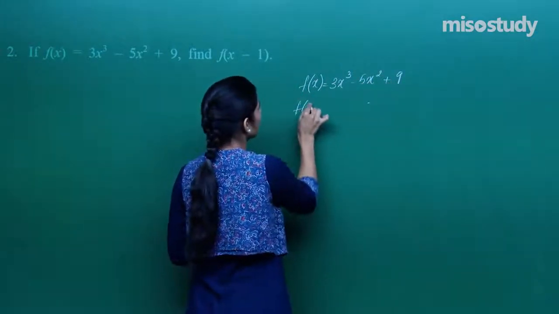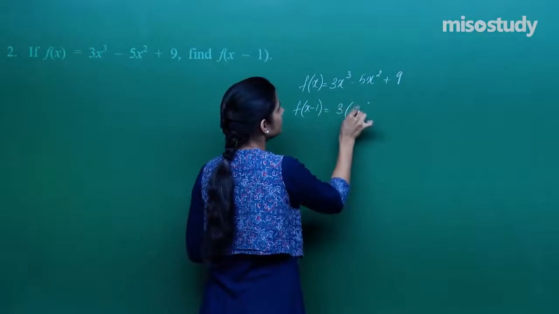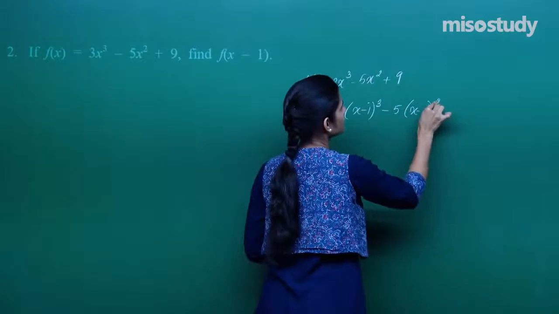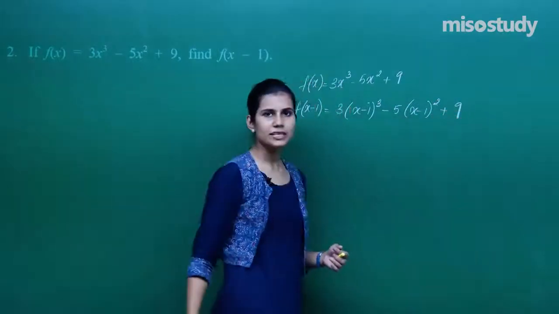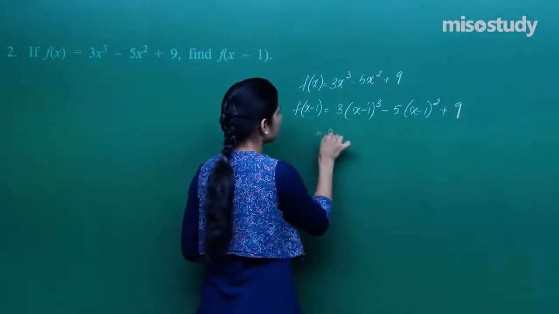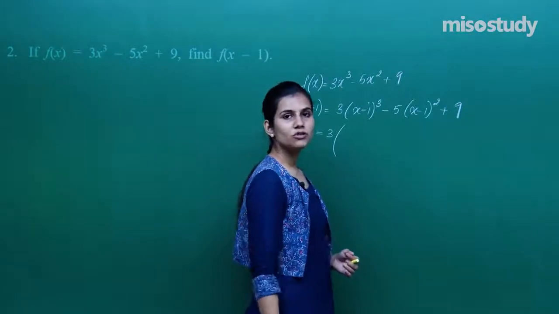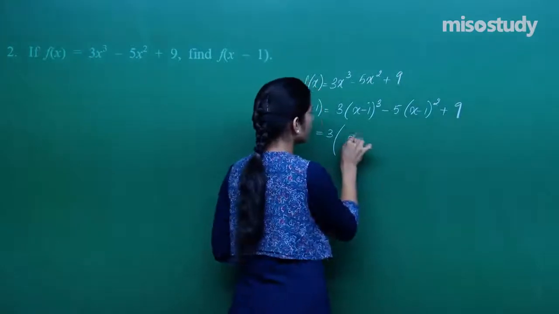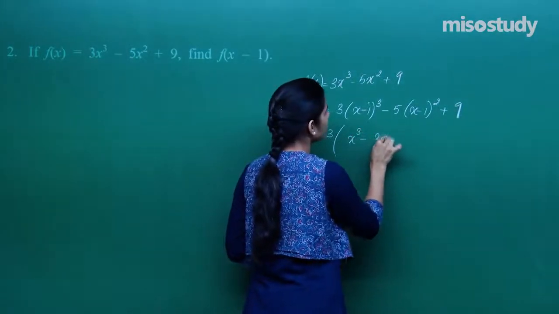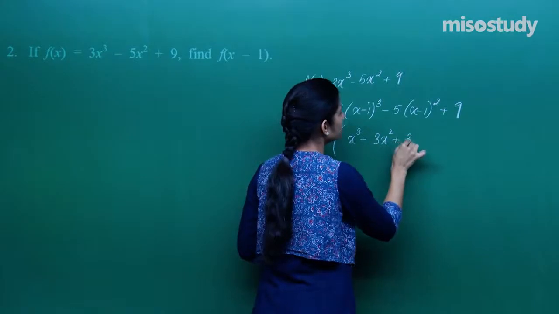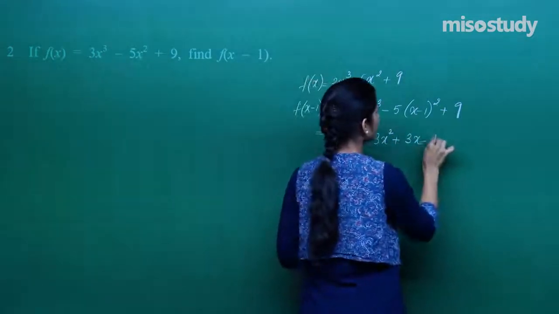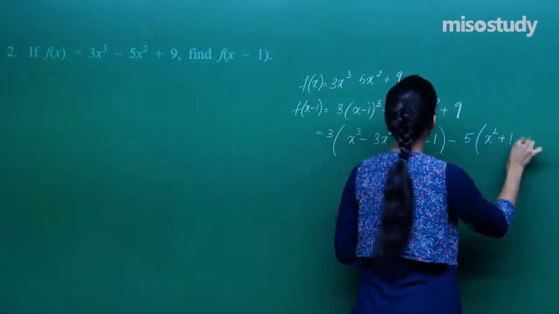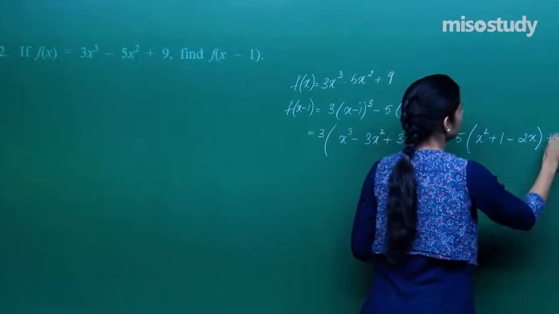And therefore f of x minus 1 will be 3 times (x minus 1) whole cube minus 5 times (x minus 1) whole square plus 9. Just replace x by x minus 1. (a minus b) whole cube is a cube minus 3a square b plus 3ab square minus b cube. So a cube minus 3a square b plus 3ab square minus b cube minus 5, this is a square plus b square minus 2ab, plus 9.